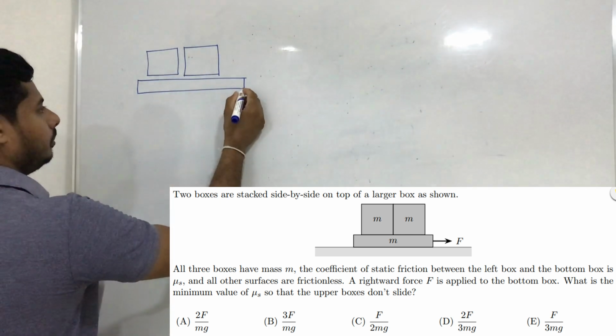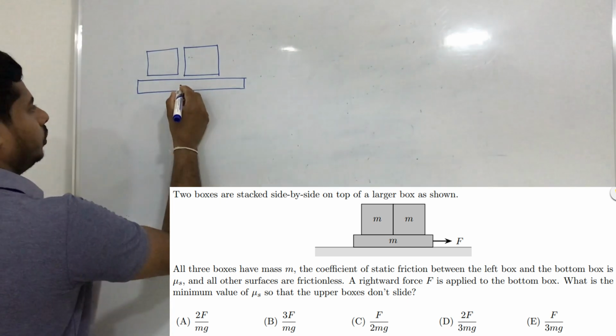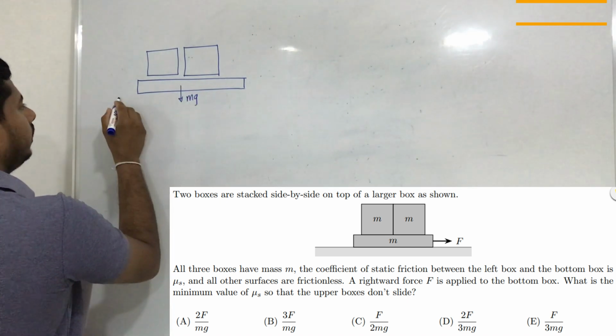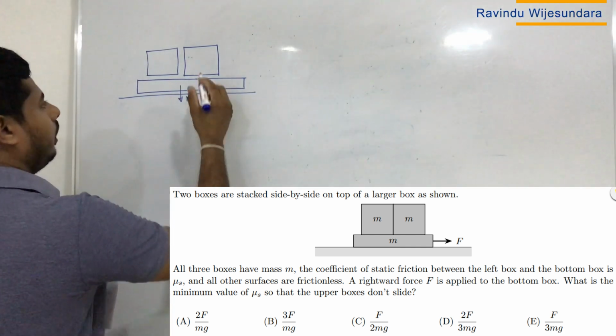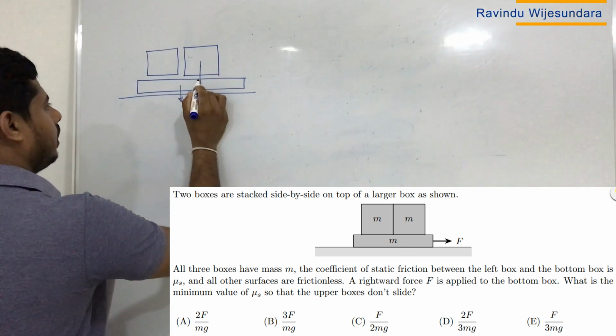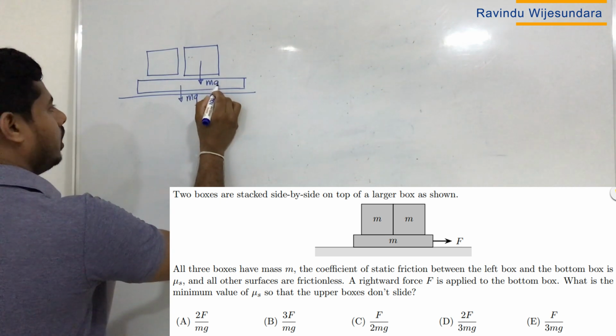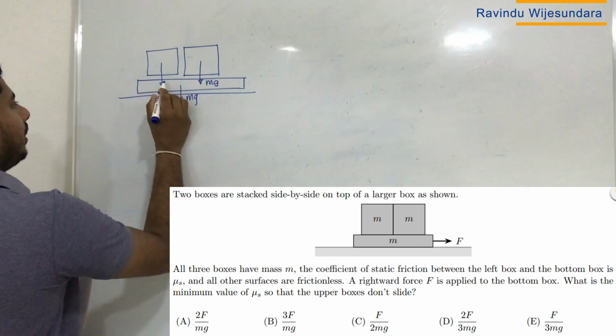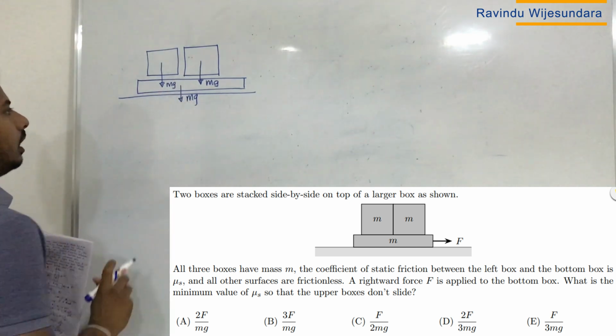So we will mark the forces. The weight of this one I can mark as mg, and this is kept on the ground like this. And the mass of this one is m, therefore I can mark the weight of the object as mg. And here the mass is m, therefore the weight of the object is mg.